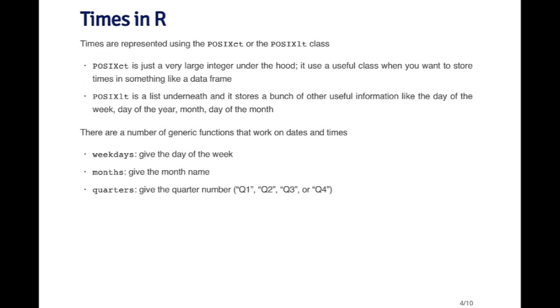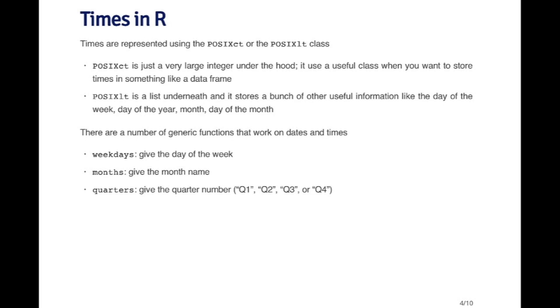Times, on the other hand, are represented as two possible types. One is called POSIXct, and the other one's called POSIXlt. POSIX is a family of computing standards for how things should be done on certain types of computers or how data should be represented. There's a family of standards for how to represent dates and times, and that's part of the POSIX standard. So in the POSIXct class, times are represented just as very large integers.